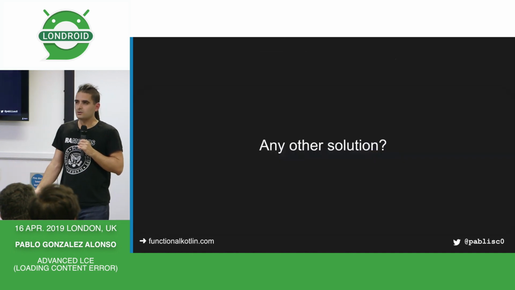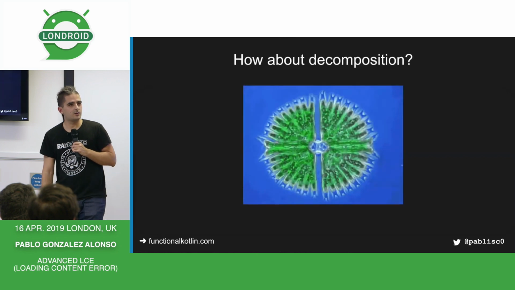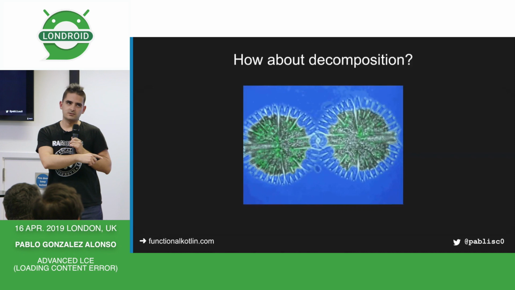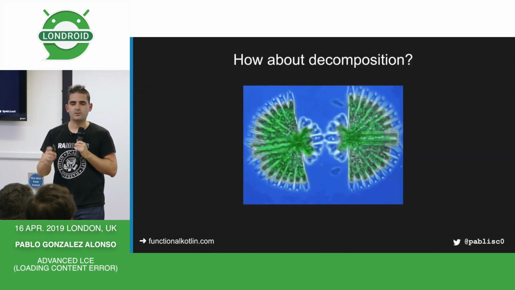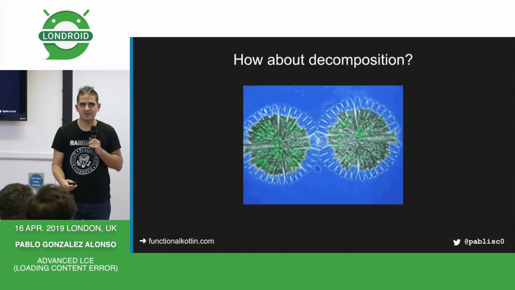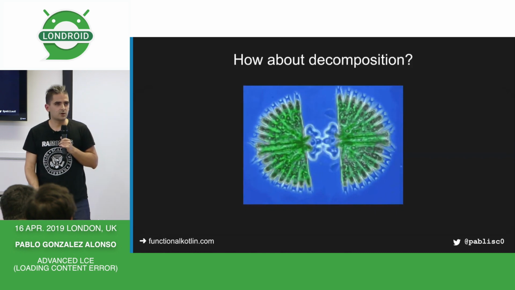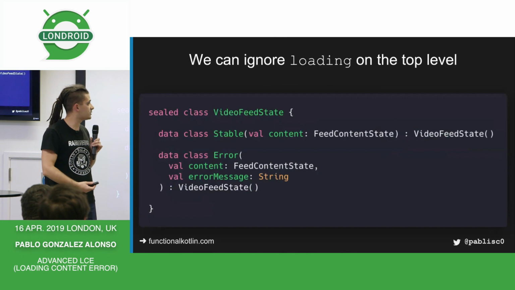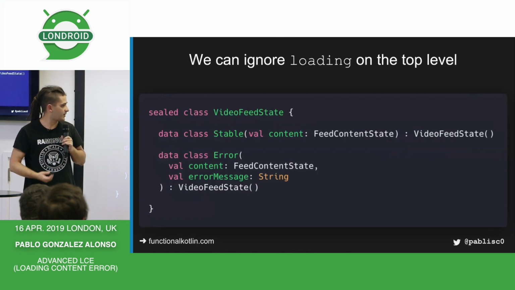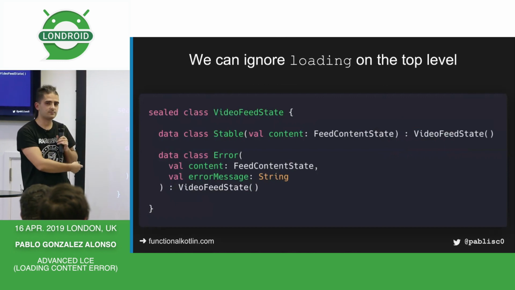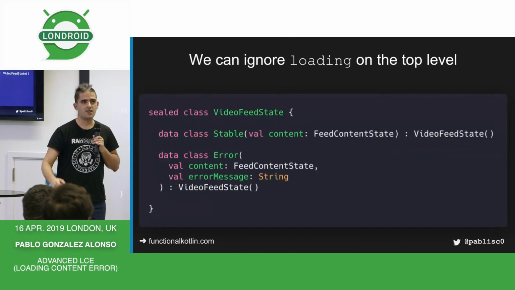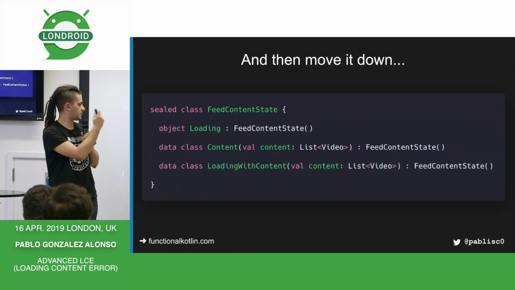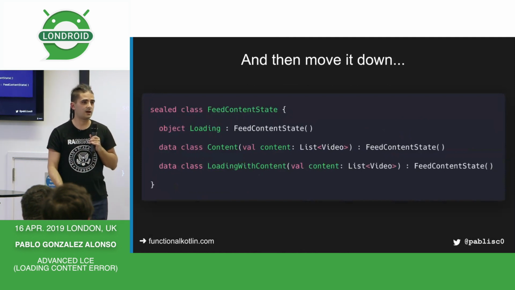have we thought of any other solutions? What about decomposition? I'm not talking about Kotlin decomposition. Well, no, that's deconstructing. That's a different one. Anyway, the classic divide and conquer. So let's say that we do the top level and we ignore loading, and we have just stable and error. We don't care about loading here. And then when we go lower, we have loading, content, and loading with content.